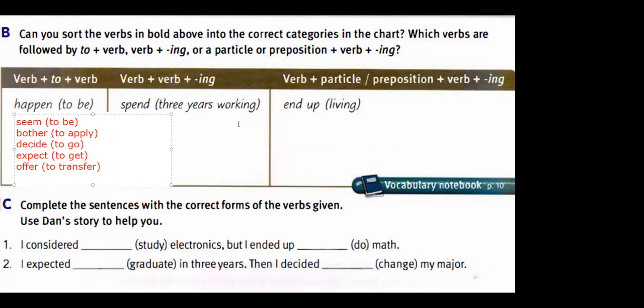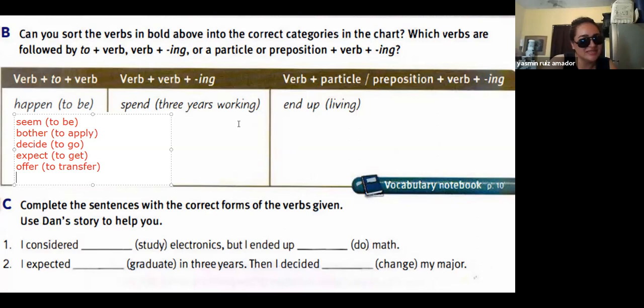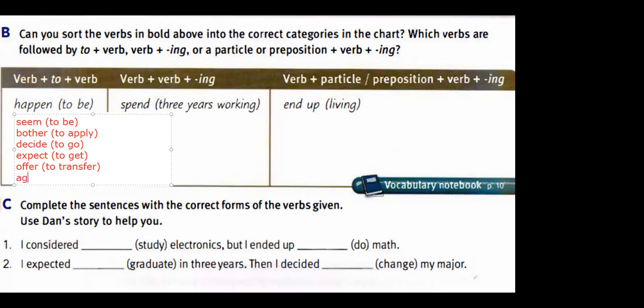Say one more time. Expect to get. Agree to pay, yes. That's it? Yes. All right. So we have verbs with verb and ing.